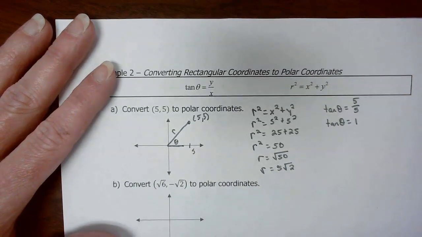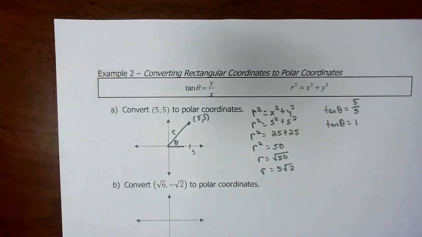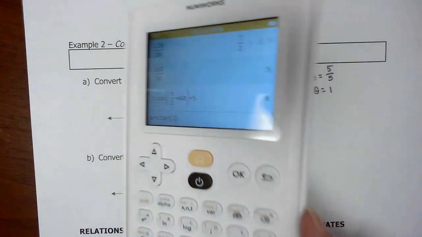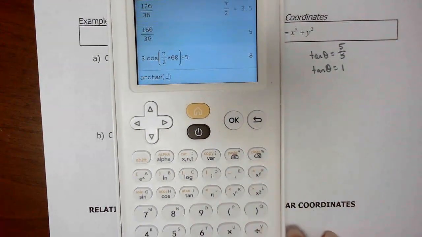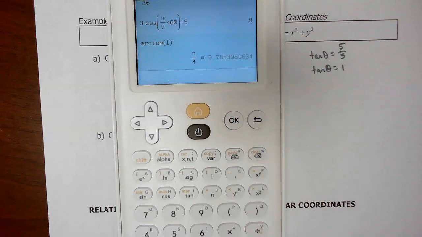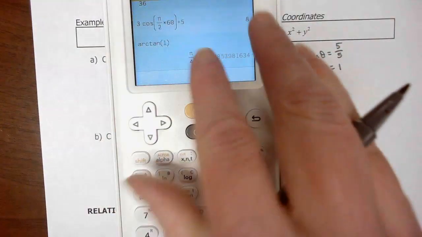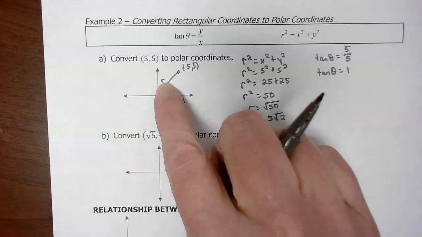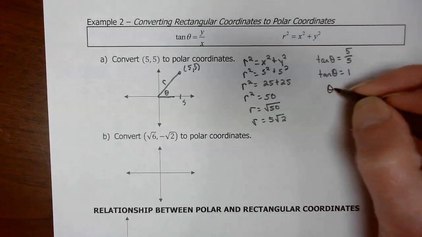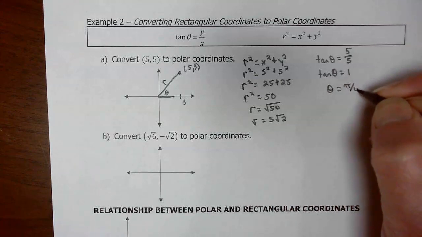Now, I could do the arc tangent in my calculator, or I could look at my unit circle and figure out where tangent equals 1. If I do the arctan in my calculator, notice it just gives me pi over 4. So let me see if that works. Would that be in this quadrant? It is. So this is pi over 4.